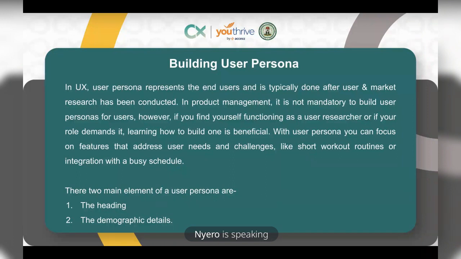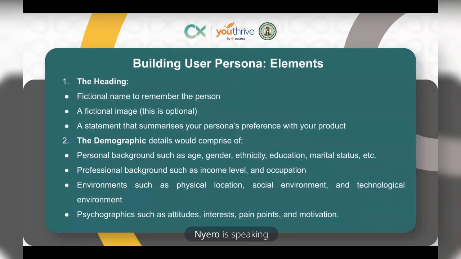There are two main elements of a user persona: the heading and the demographic details. In the heading, you have a fictional name which you use to remember the person. If you've conducted user research, you probably already know the user. You definitely know your username already, right? Now, marketing might develop user persona before you even do user research, right? But as a user researcher or as a product manager, you've definitely conducted your research. So you can either use your user's real name or you can use a fictional name. You definitely use a fictional image.